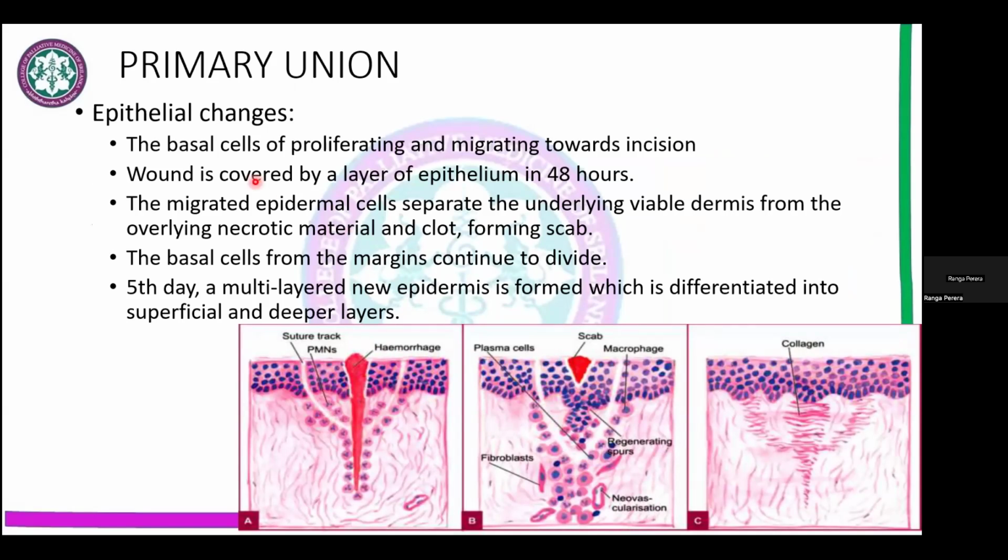Right. So of the epithelial layers, first the basal layer will proliferate and cover the wound margin within 24 hours, and the basal cells migrate and continue to divide. By the 5th day, a multi-layered new epidermis will form and differentiate into superficial and deep layers. That's how it happens in the inside of the wound.